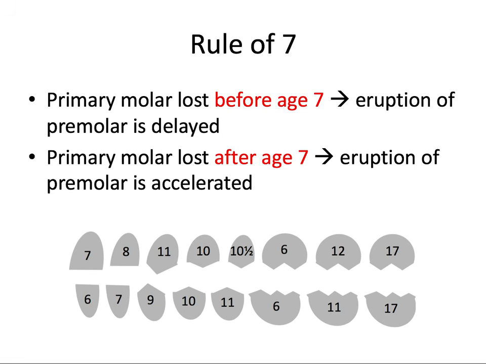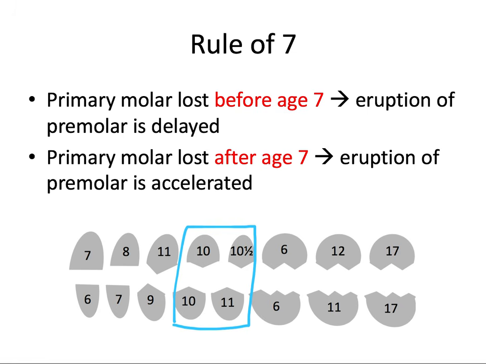The rule of 7 is another great high-yield thing to remember. Premolars are supposed to erupt into the mouth at between 10 and 11 years old, as we can see here. Again, I keep revisiting this because it's just such a great tool. I love that acronym we talked about.